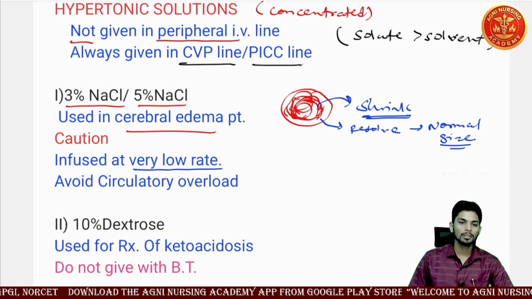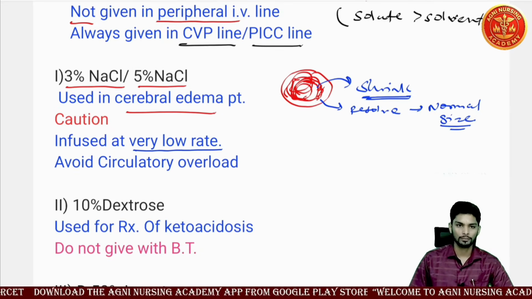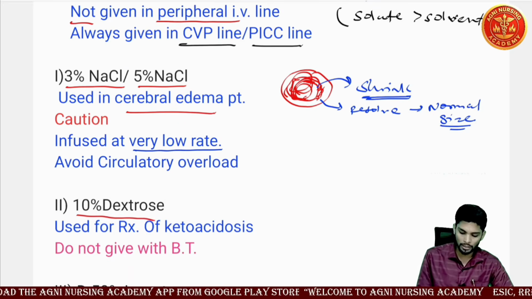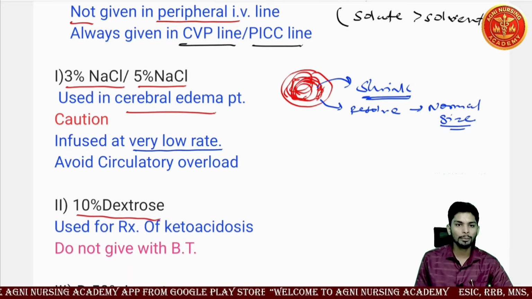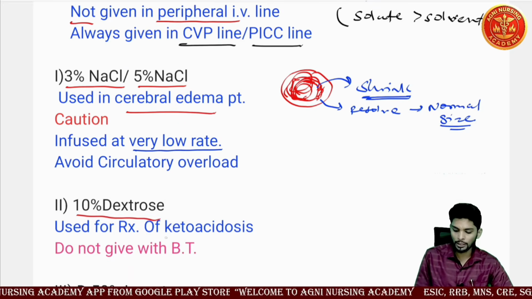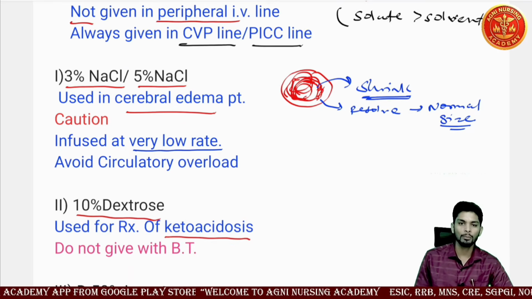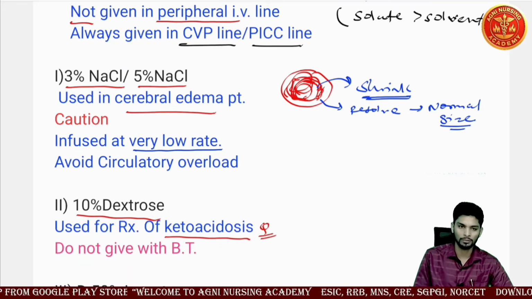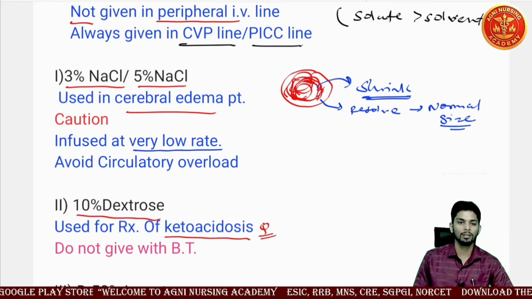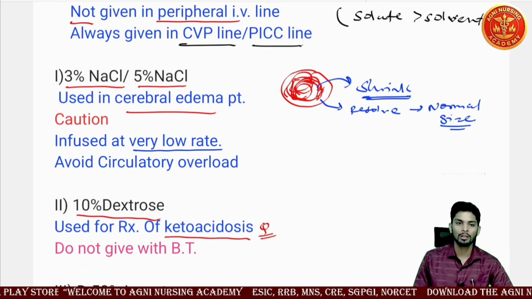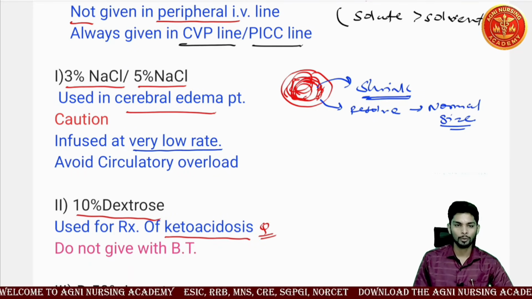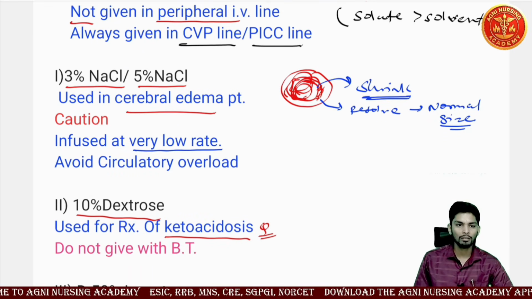Second one is 10% dextrose solution. Okay, this one is also considered a hypertonic solution, 10% dextrose. So this dextrose will be used in the treatment of ketoacidosis. This one is also going to be one question. 10% dextrose will be used for the treatment of ketoacidosis. So again, this dextrose do not give with blood products. So while giving BT, we should not administer this 10% dextrose solution.